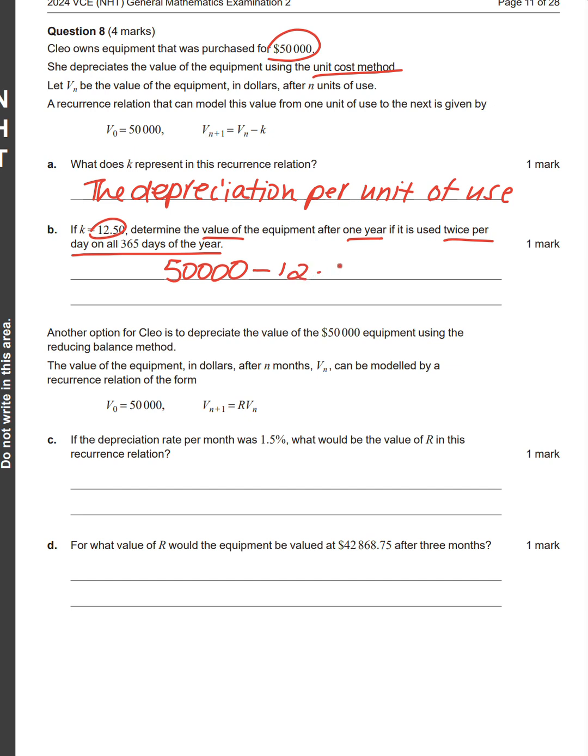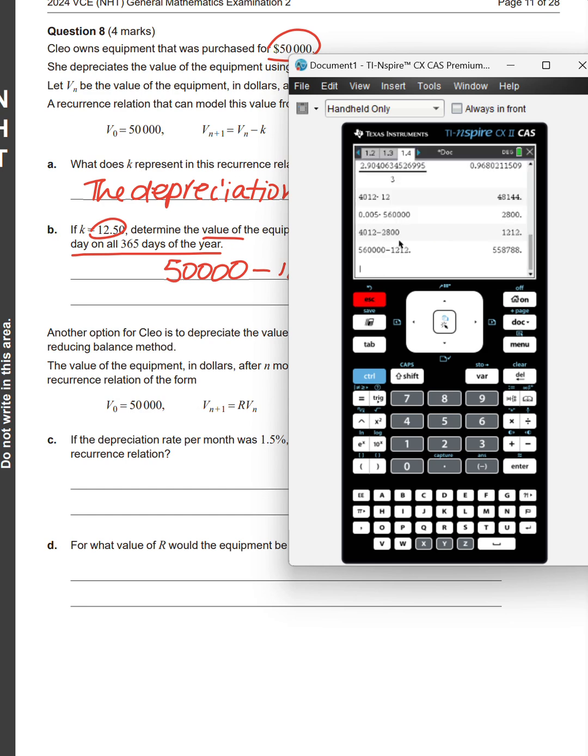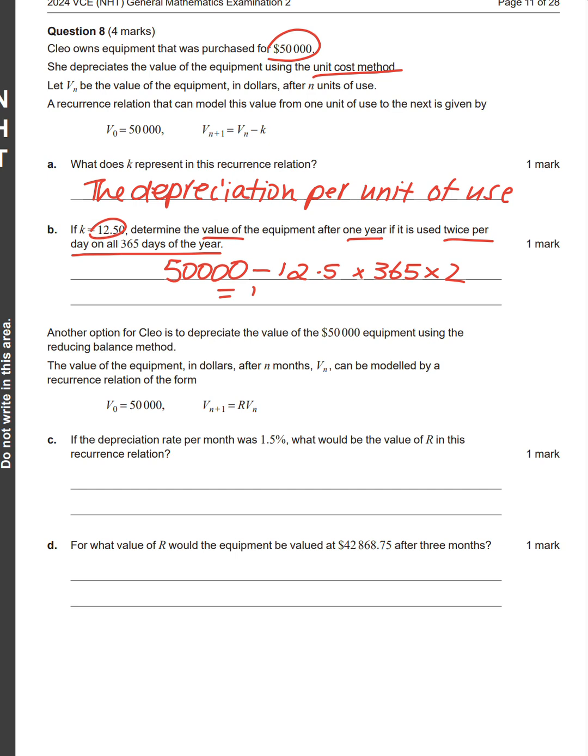50,000 minus 12.5. Now I'm using that for 365 days and I'm doing it twice a day. So on your CAS, 50,000 minus 12.5 times 365 times 2. So that's 40,875. Okay, so that's what its current value will be.